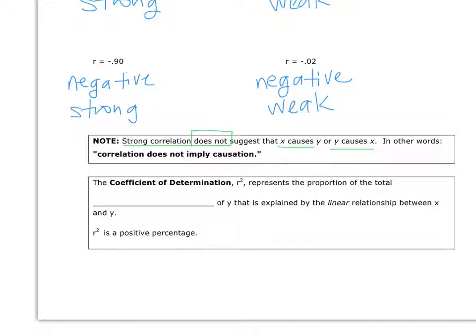The other measure that we're going to look at is R squared, and that's the coefficient of determination. And it literally is just R squared. So if you're given R, to get R squared, you just square it. And what R squared measures is the variability of Y, the dependent variable, that is explained by the linear relationship between X and Y. Okay, so it's going to be positive because if R is negative and we square it, we get positive, and it's going to be a percentage. So R squared is a positive percentage.